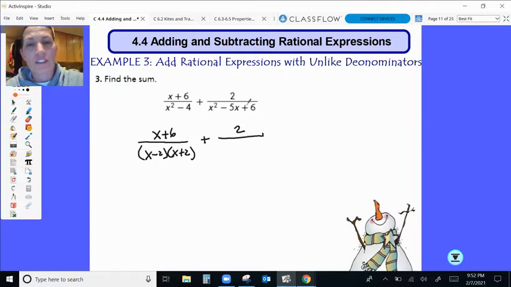Factors of a positive 6 add up to negative 8. Be careful, these are always tricky ones. So this is going to be x minus 2, x minus 3, because negative 2 times negative 3 is a positive 6, and negative 2 minus 3 is a negative 5, okay?